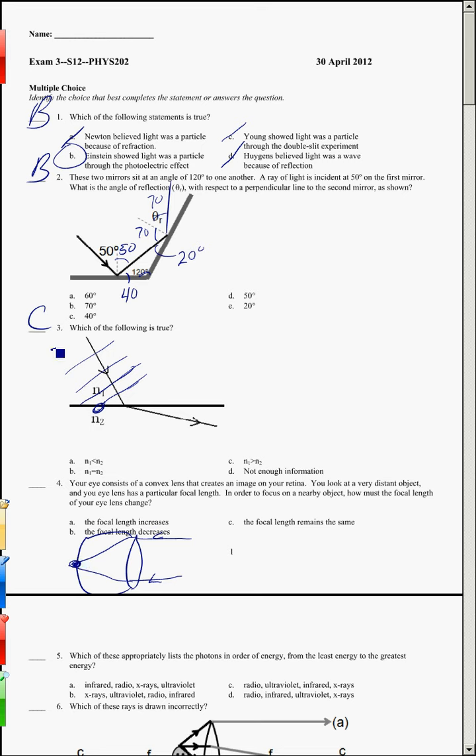Now, in order to focus on something nearby, this is your eye, something nearby, your focal point is going to have to be smaller in order to draw your rays here, in order to focus it at the back of the eyeball. So the focal length is going to decrease. That's B.